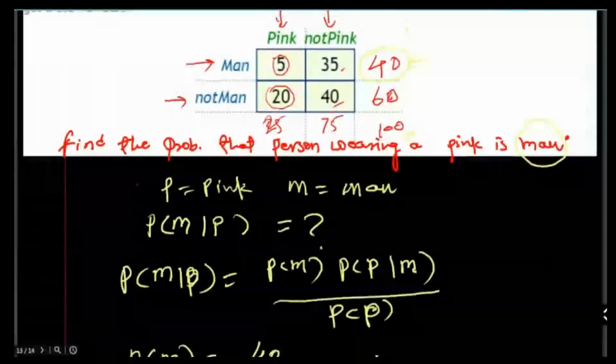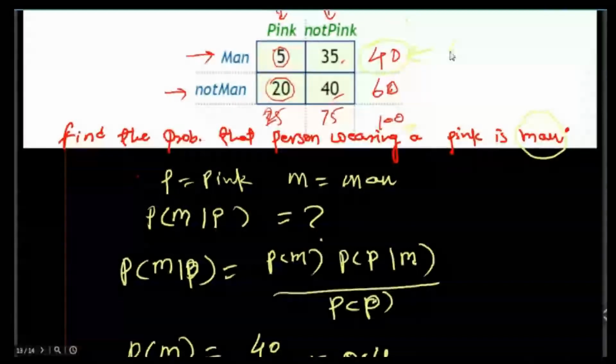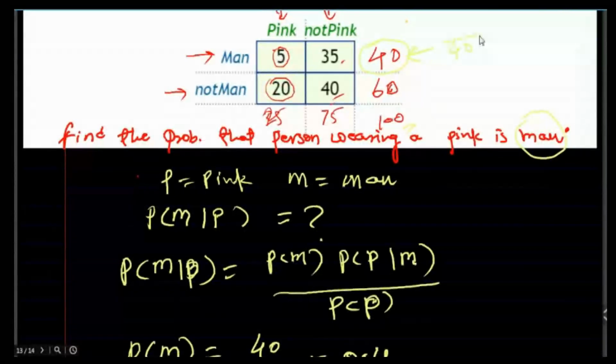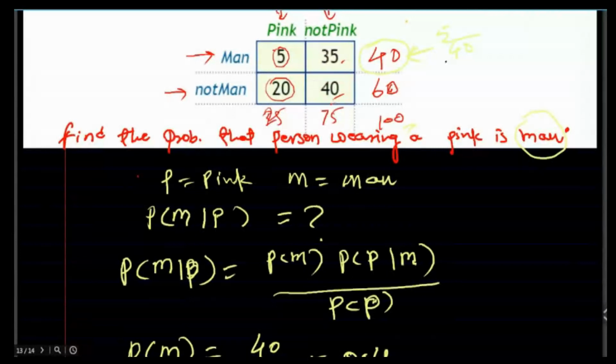So just look at this chart and try to find out the probability that a man wears a pink, or the probability of pink given that he is a man. So how many total number of men are there? 40. And how many of them are wearing a pink? It is 5. So it should be 5 divided by 40. Am I correct? So we know that he is a man, so this should be divided by 40.